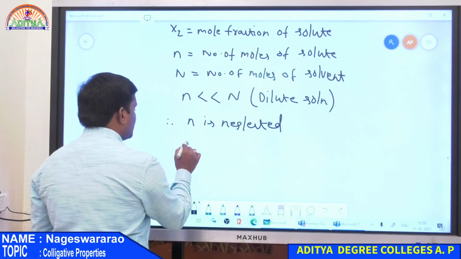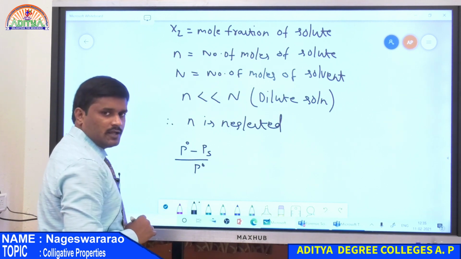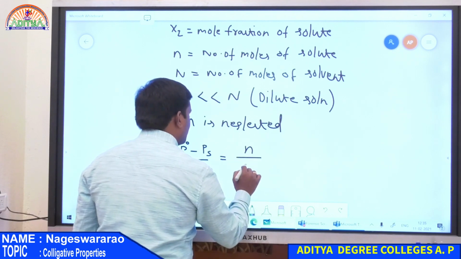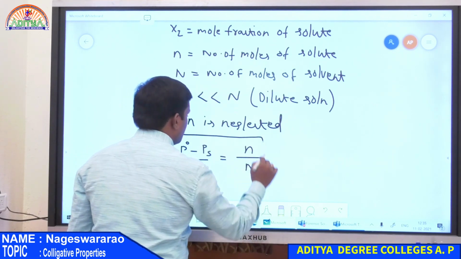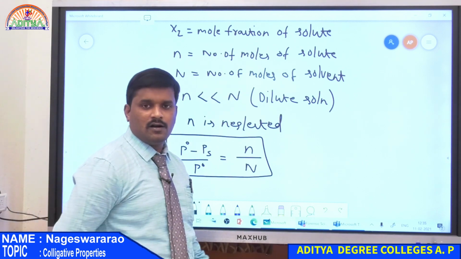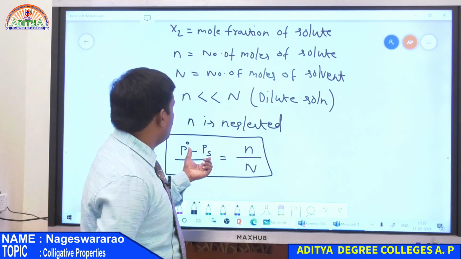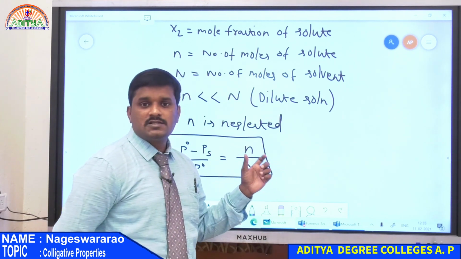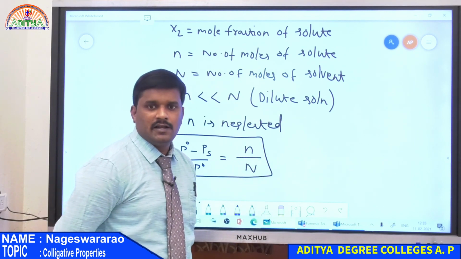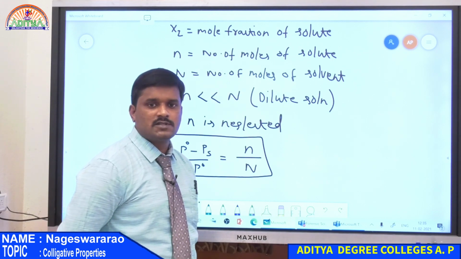Therefore, P naught minus Ps divided by P naught, the relative lowering of vapor pressure, is equal to n divided by capital N, where small n in the denominator is neglected because it is a dilute solution. Now by using this Raoult's law, we have to prove that P naught minus Ps by P naught, the relative lowering of vapor pressure, is a colligative property. That means it depends only on the number of moles of solute.